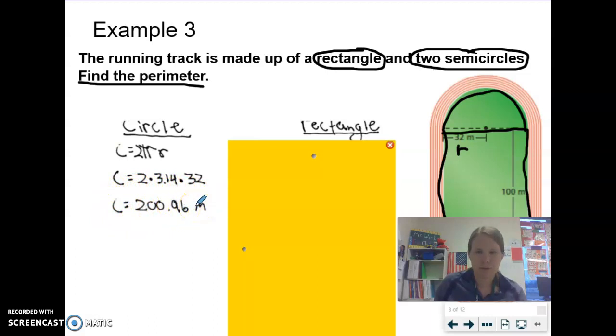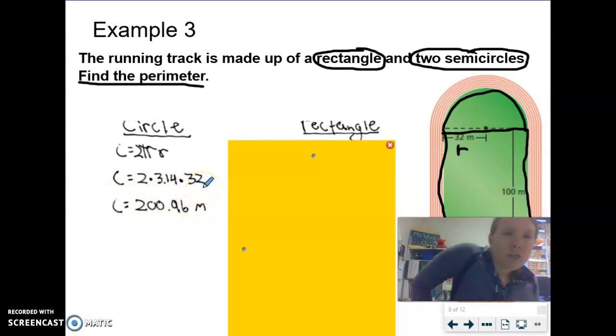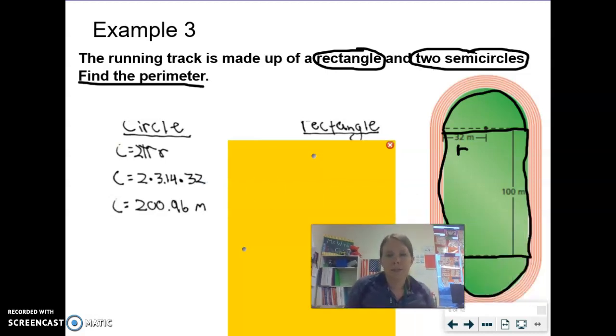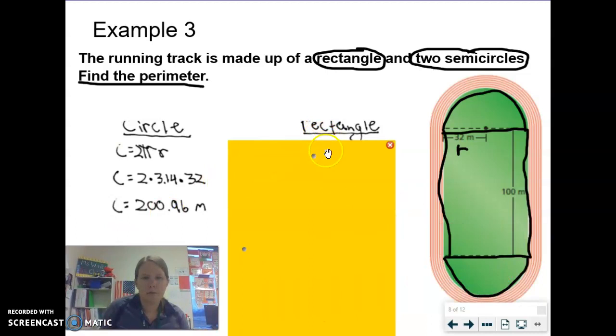When I multiply all those together, I get 200.96 meters. Again, I had mentioned that when you are doing things with pi, please just leave them the way they are, unless you're given directions that they want you to simplify them. All right, I'm going to move myself back over here. So then my rectangle.